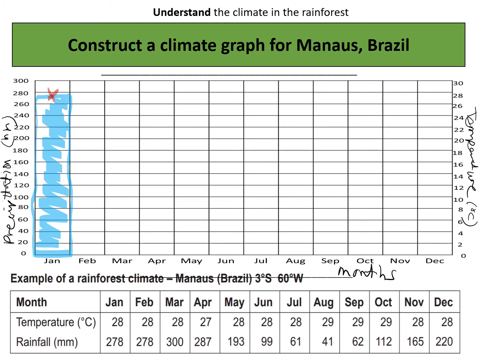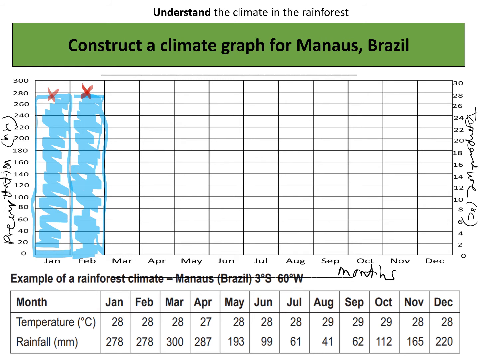January is the same, so February is exactly the same as January. So our cross would go here, and then our rainfall would be exactly the same height, like that. And you would go on, so on and so forth.